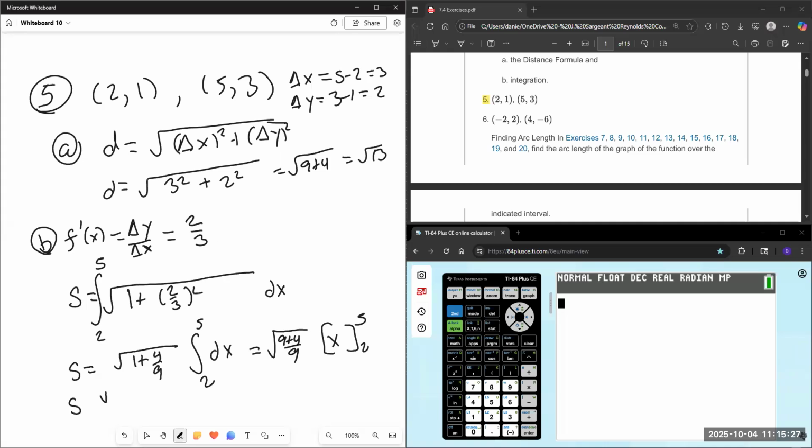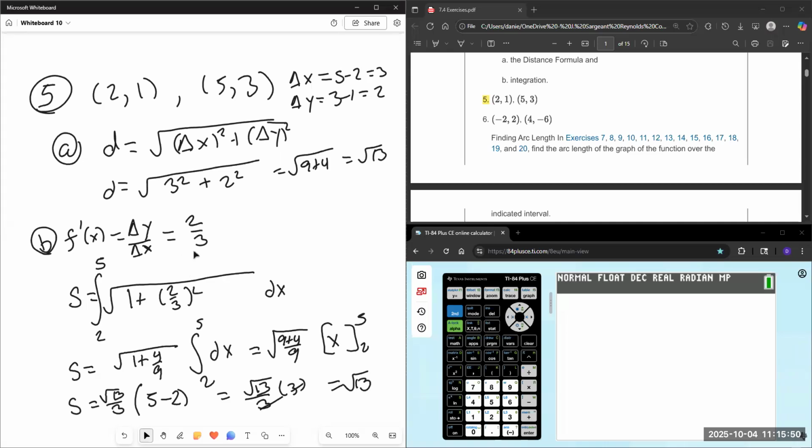S is root 13 over 3. 5 minus 2 is root 13 over 3 times 3, which is root 13. So we get the same answer both ways.